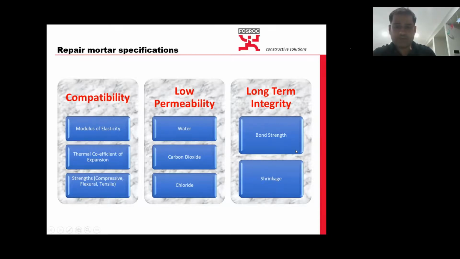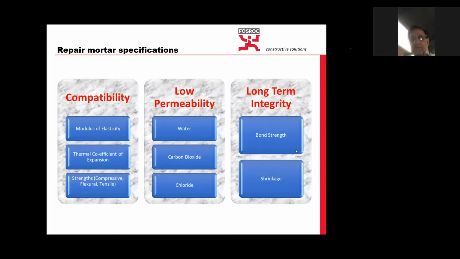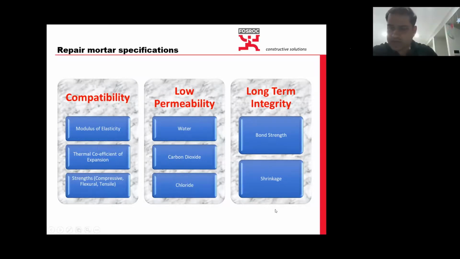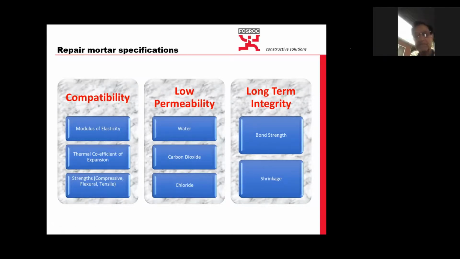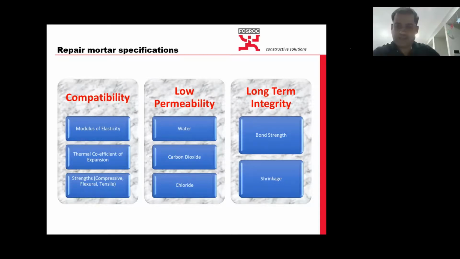Low permeability is important. Low permeability means against water, carbon dioxide, and chloride. Long-term integrity, the bond strength is very important, and the shrinkage, low shrinkage. The most important property of a repair mortar is having low shrinkage. So less than 300 microstrain or less than 500 or 600 microstrain at 28 days is something great, something very good. So that is very important.